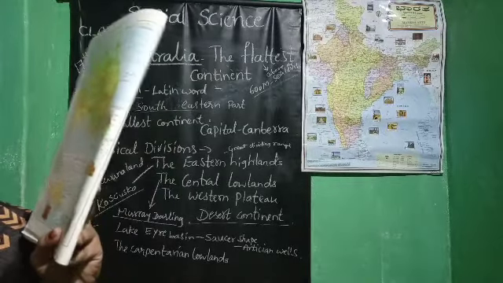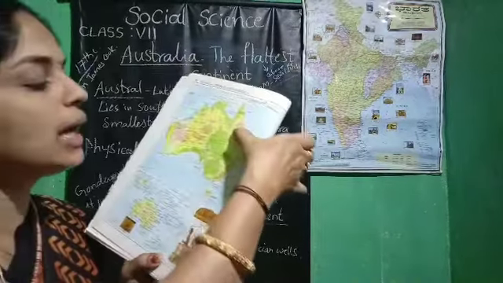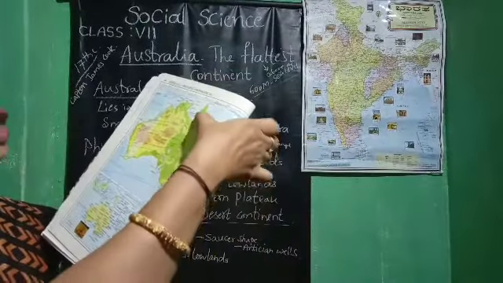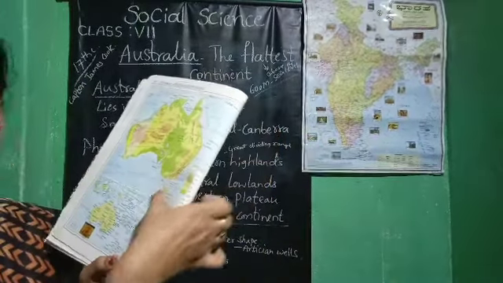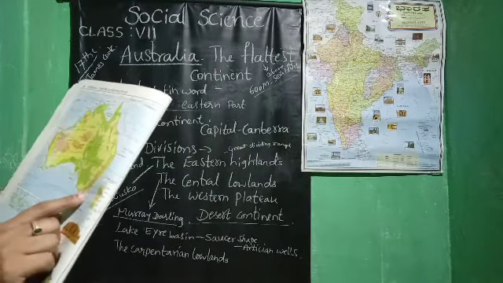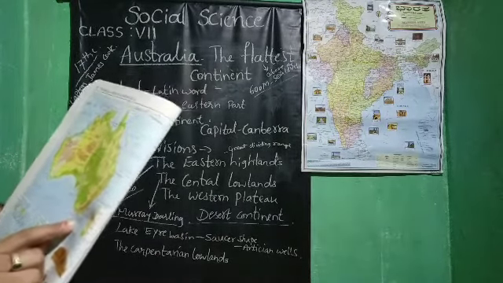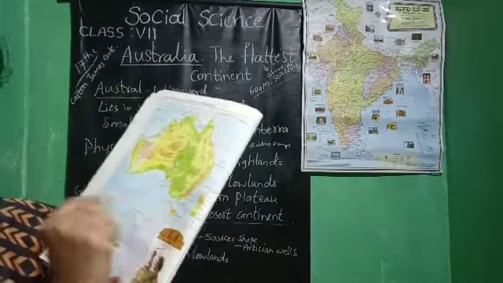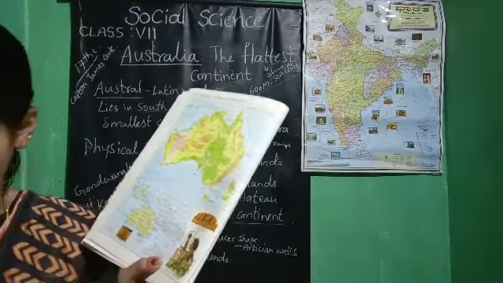Then secondly, the Great Barrier Reef. This extends to the south. There is the Great Barrier Reef here. So this extends from the north to the south region, and it stretches to the Coral Sea. Okay.